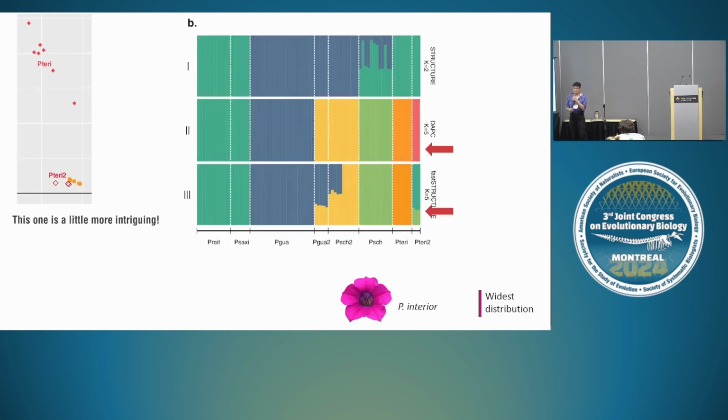But I think one of the most fun things that I found when analyzing these lineages was this one. When I said at first that Petunia interior was one of the lowland species that we believe had an important role colonizing the highlands, here they divide in two groups. They're supposed to be one species, but divided in two. And here in the PCA, they're a completely different cluster. And in the STRUCTURE, it was a mix between two different genetic components.